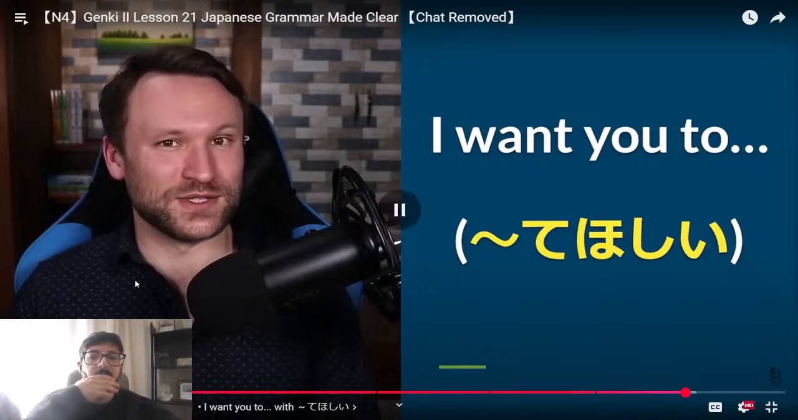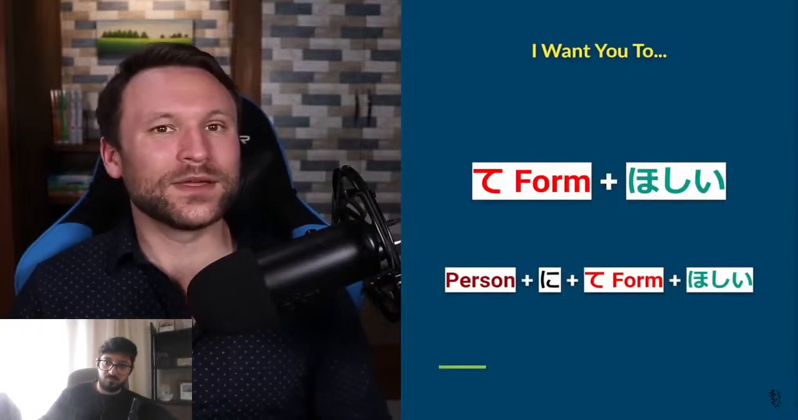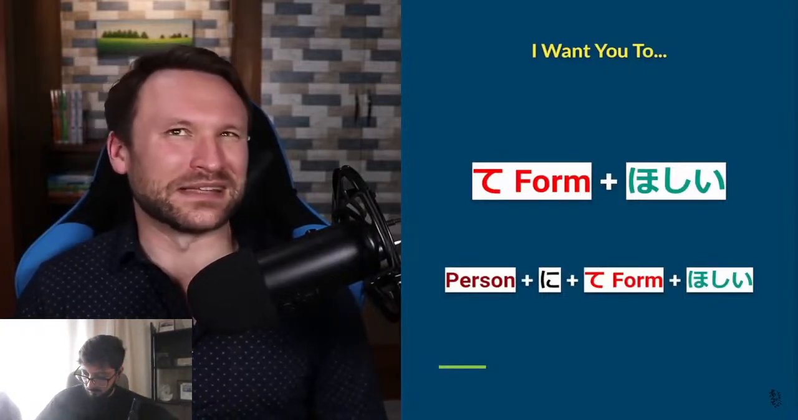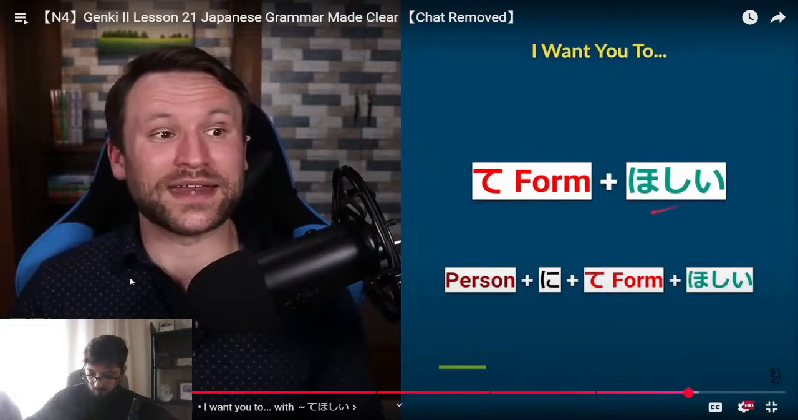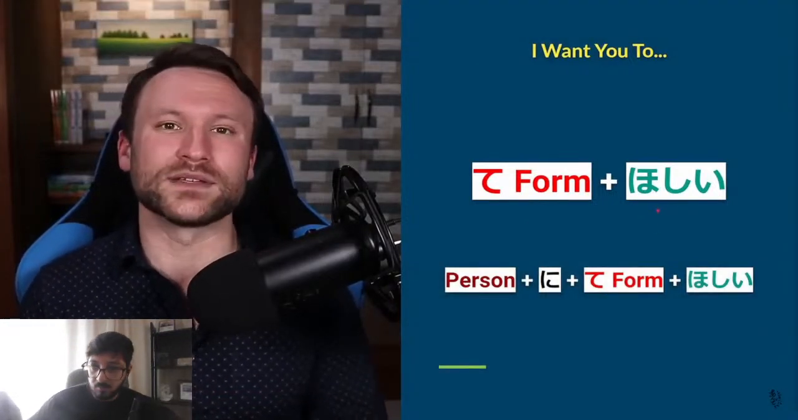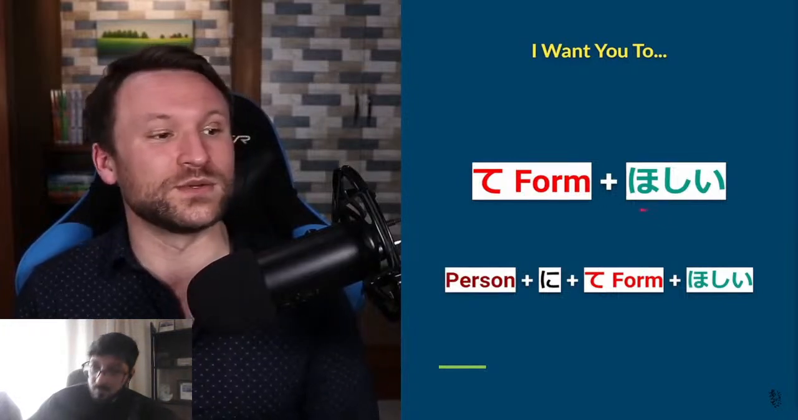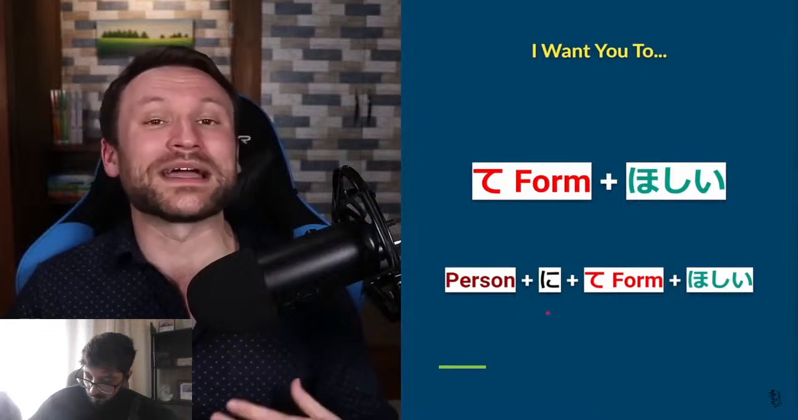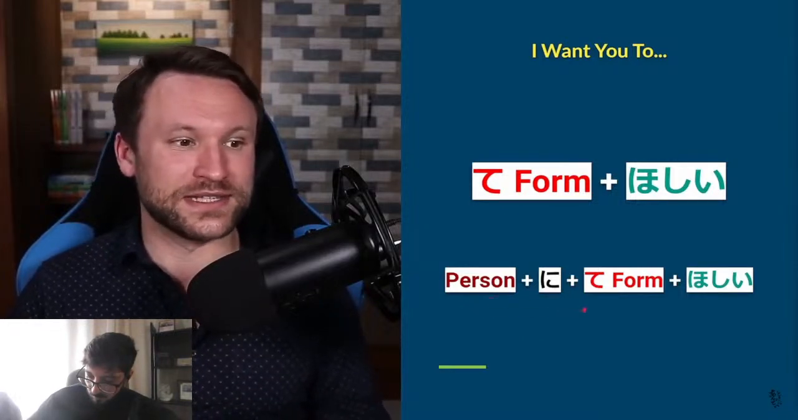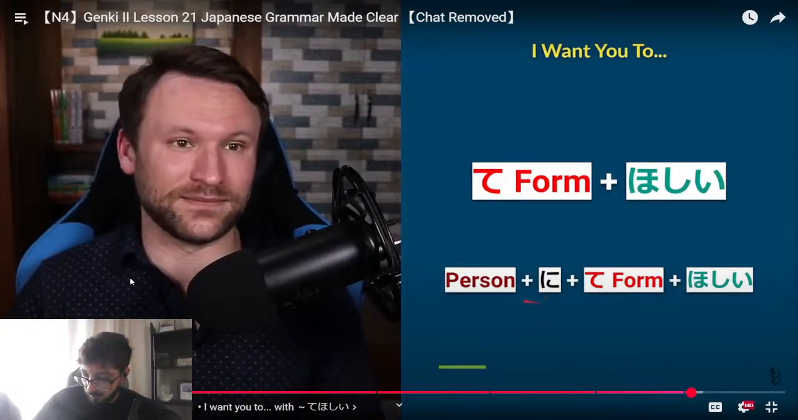I want you to learn te hoshi. Okay, te hoshi is easy. This is a very useful form. You'll probably use it a lot. Well, maybe not a lot, but you'll use it. It's very easy to make. All you do is take the te form and add hoshi, which means to want, usually an item when it's used on its own, but in the te hoshi form, it means you want someone to do something. So the person who you want to do the thing for you is marked by the ni particle. So person ni, te form, hoshi.